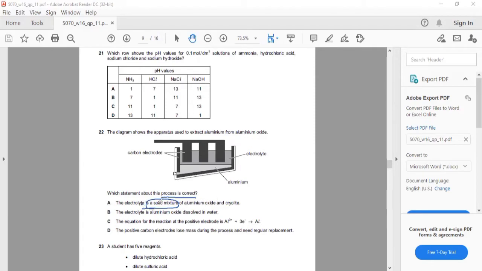It is a mixture, but not solid. Here wrong, not dissolved in water. This is the reaction, but not at the positive electrode. It is at the negative electrode. So D is the answer.